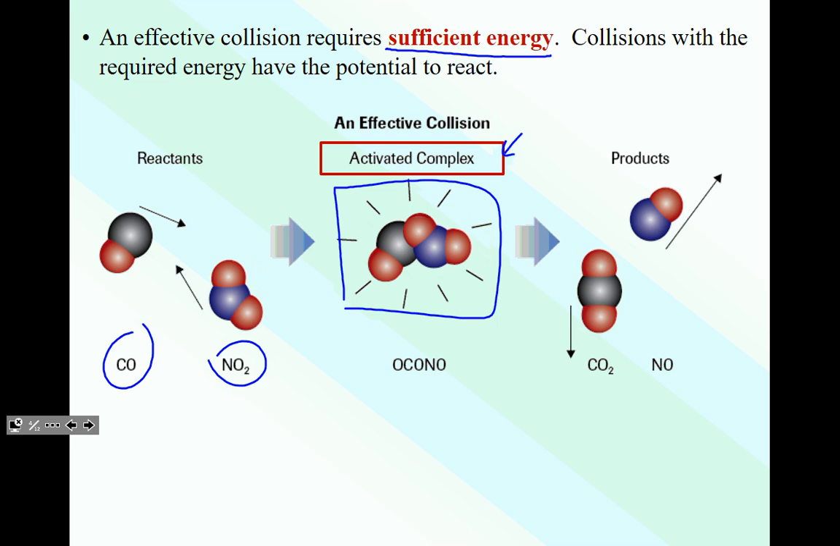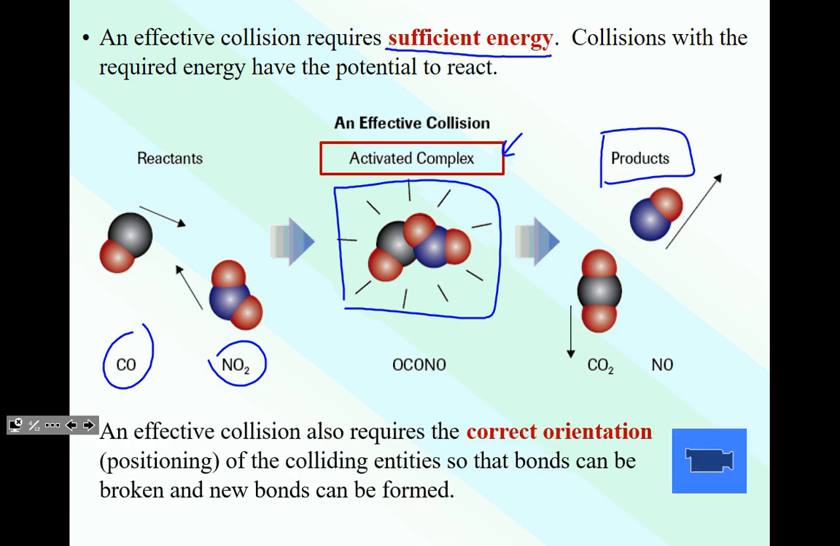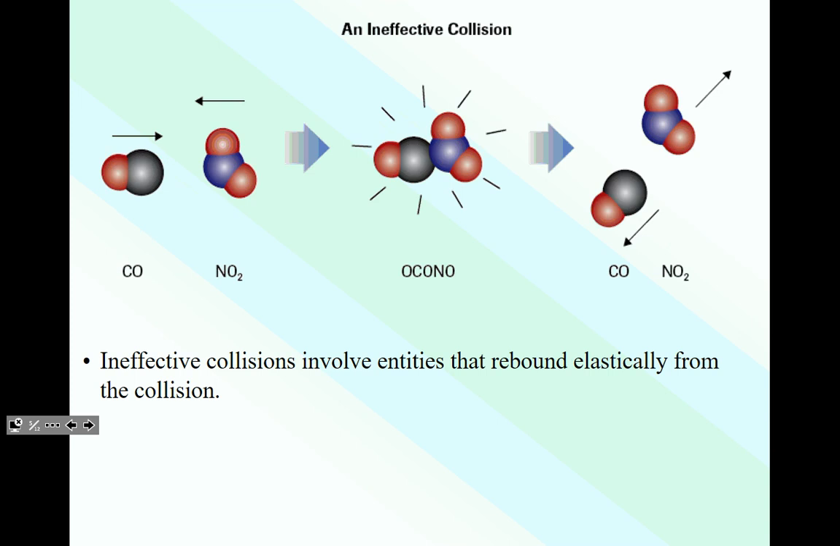And then what happens is products are formed if there's sufficient energy, and there's also a second stipulation. There has to be the correct orientation. So if you have the correct orientation and the required energy, you're going to have products being formed. Okay? If you don't have sufficient energy or you don't have the correct orientation, you're not going to have products formed. You're just going to have not a lot of stuff.